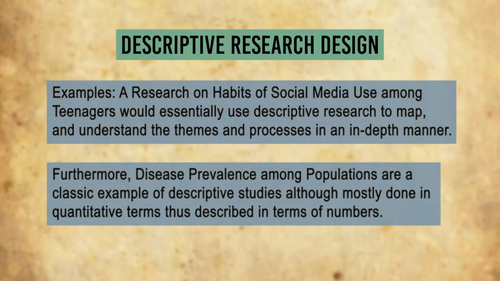Furthermore, disease prevalence among populations is again a very recent and classic example of descriptive studies. Although this is mostly described in terms of numbers, if we take the pandemic or COVID-19 as an example, then the prevalence of COVID-19, that is, the number of cases and the number of deaths that have occurred, is nothing but describing the prevalence of the disease. So this is again a very descriptive kind of research design.